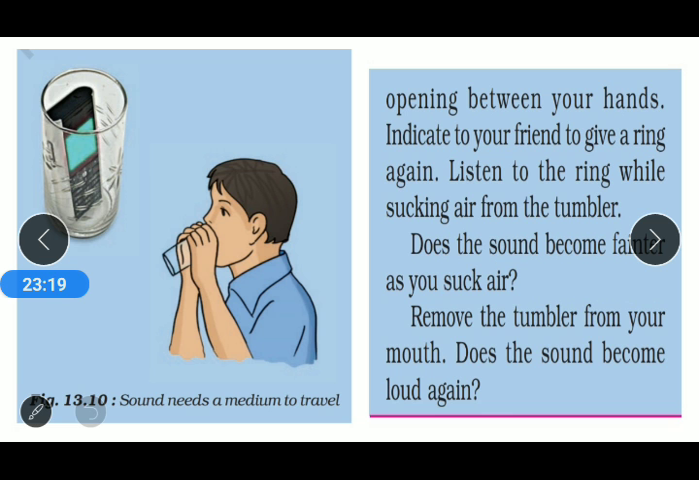So I hope you understand these concepts: how humans produce sound, and that sound needs a medium.